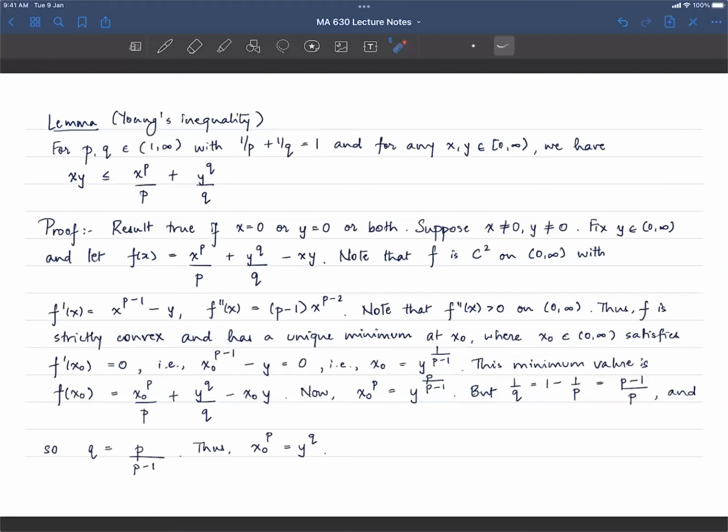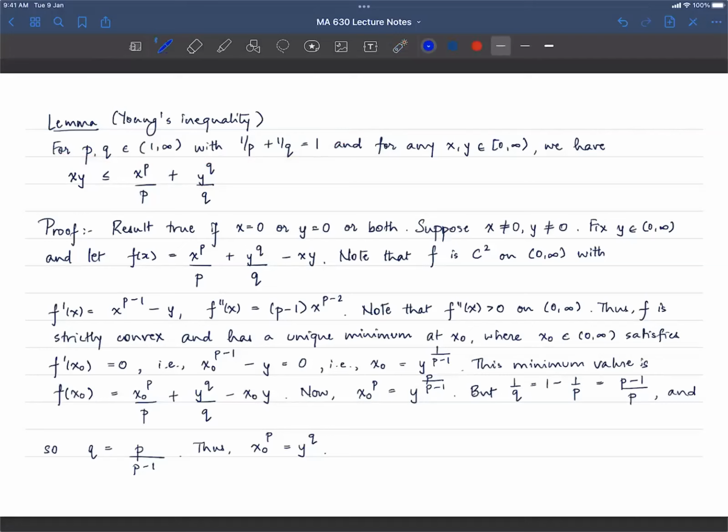Before I go any further, let me mention that this is a calculus result. On the face of it, it has nothing to do with measure theory, and nothing to do with probability. It is just a calculus result. It is a result about real numbers, okay?